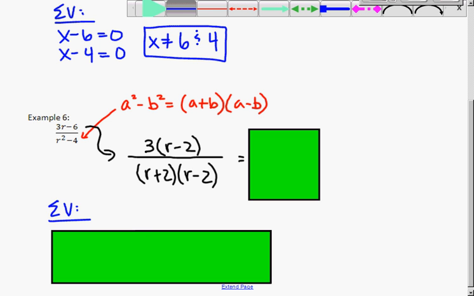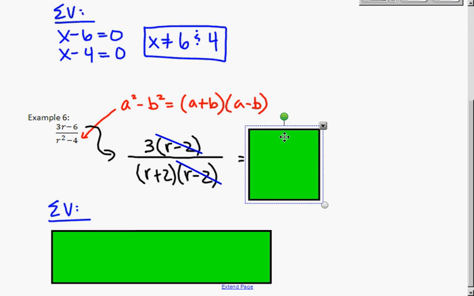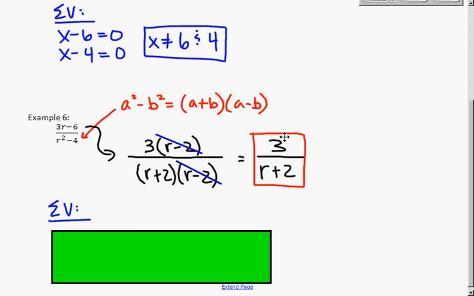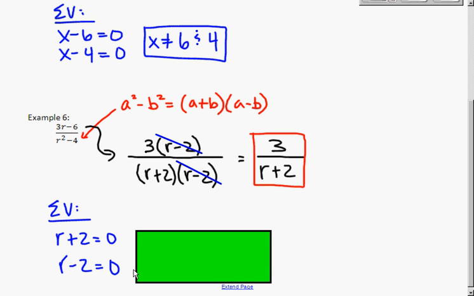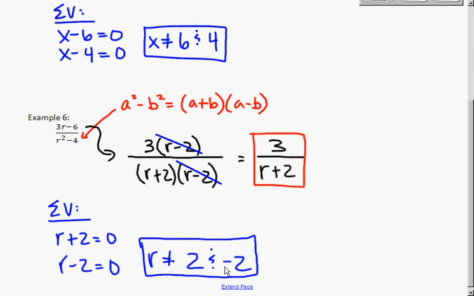Now, we'd also be able to simplify this problem. We would get rid of r minus 2 and r minus 2, leaving us with 3 over r plus 2. There's your simplified form. Again, for excluded values, use the factored form on the bottom. So set both of those equal to 0. And when you solve, you'd find that r cannot be 2 and it cannot be negative 2.